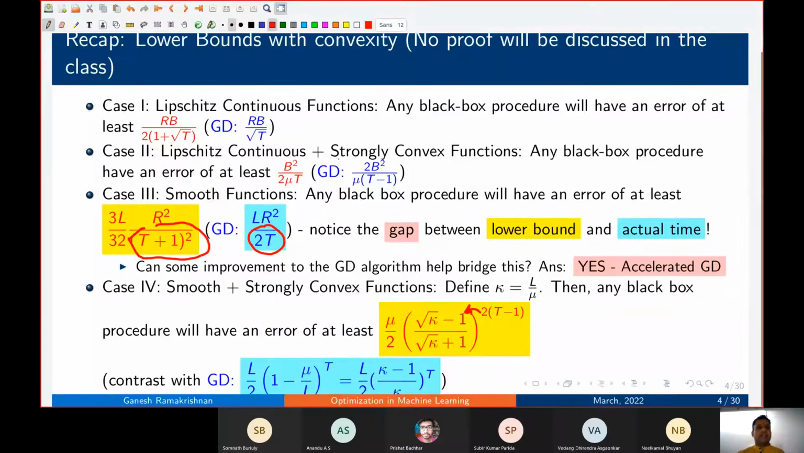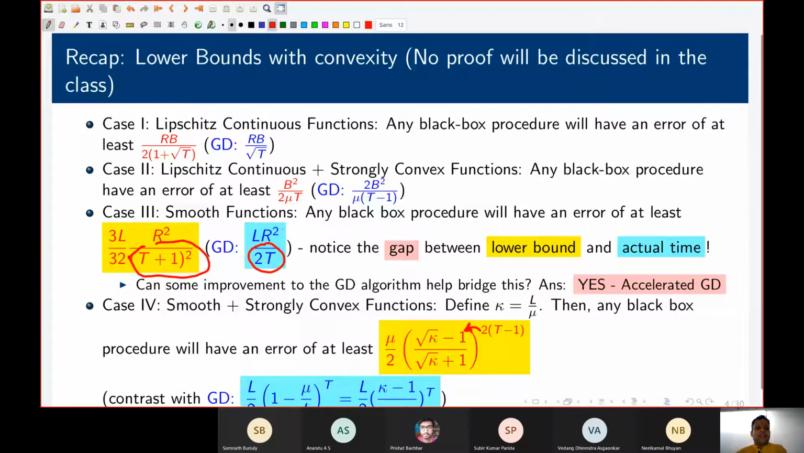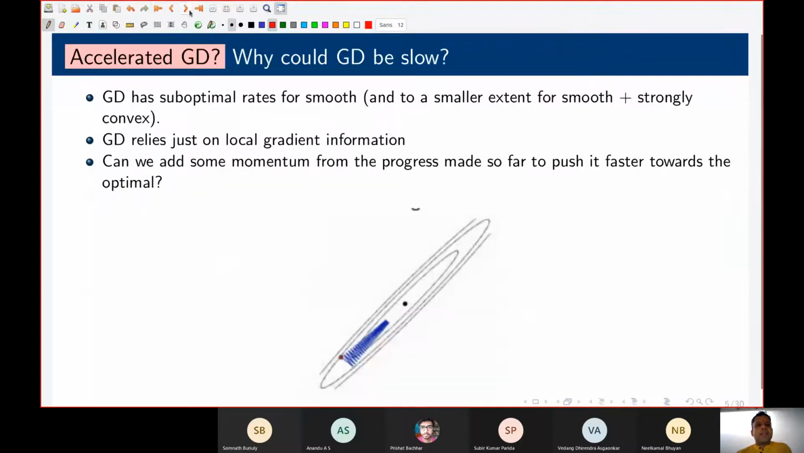With that, let's look at why we said we could try and bridge the gap in the previous case, case 3 rather: smooth functions and convexity, obviously, without strong convexity. How we can bridge the gap, that's where accelerated gradient descent becomes interesting. And we found a reason why gradient descent might be slow.